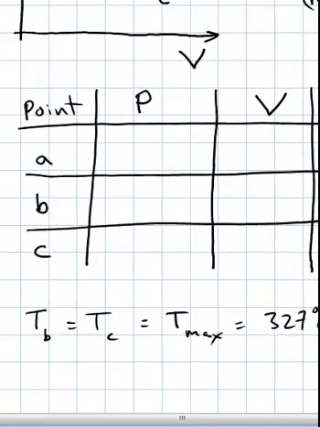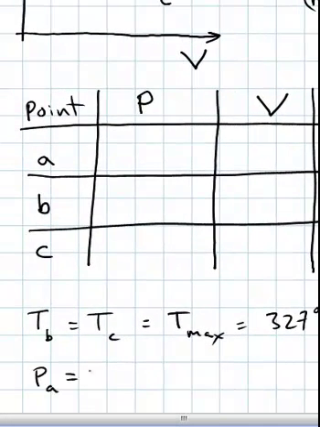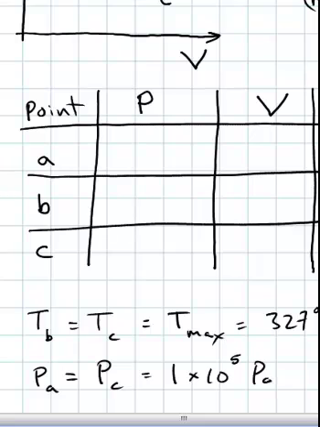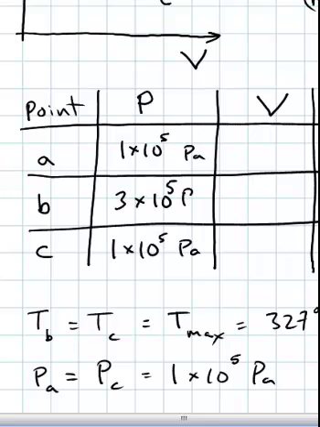And the pressure at A is equal to the pressure at C, and I believe that was given. So we'll put those numbers in. And the pressure at B was also given, right? 3 times 10 to the 5th pascals. Okay, so now we have to figure out everything else.